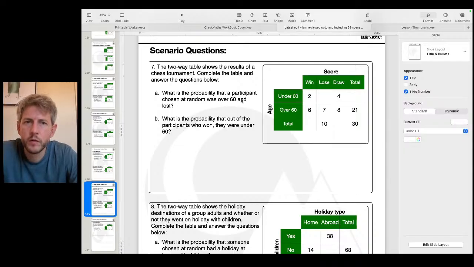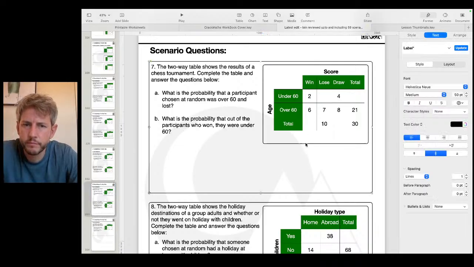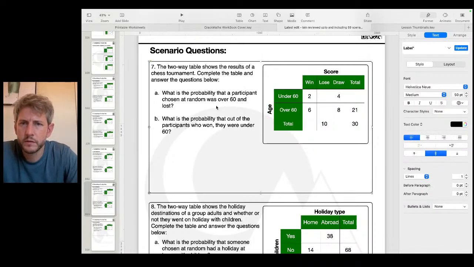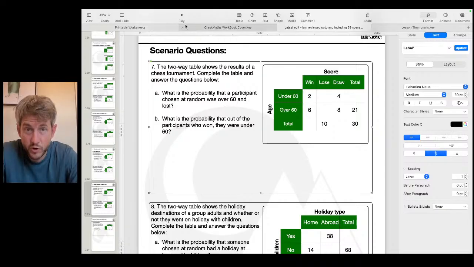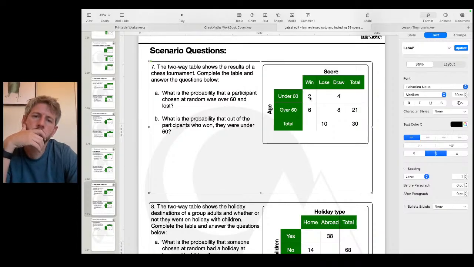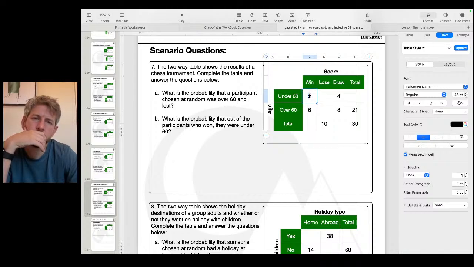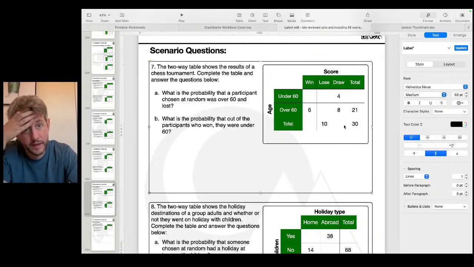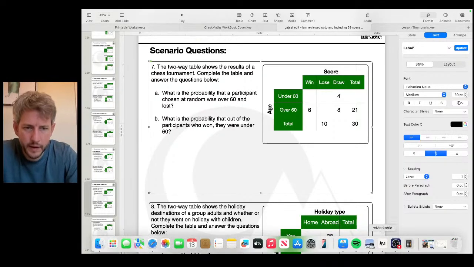So I think we can just send that to the back. I think we can just get rid of that. What was the probability out of the participants who won? They were under 60. Oh, you know what? That's fine. Actually, let's get rid of that anyway, because if I get rid of that, they can work out this one from here. They can then work out this one, and then they can work out that one. So that's fine. Right, let's go back.